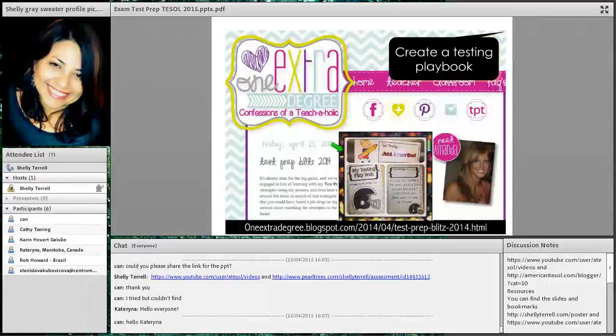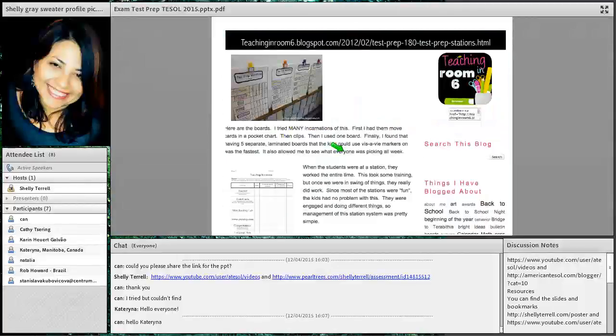And so she actually has, even for young learners, my testing playbook. And you can see how really pretty it is, how engaging it is. So she does make it really interesting. Teachinginroom6.blogspot.com. They have a lot of information about test prep.